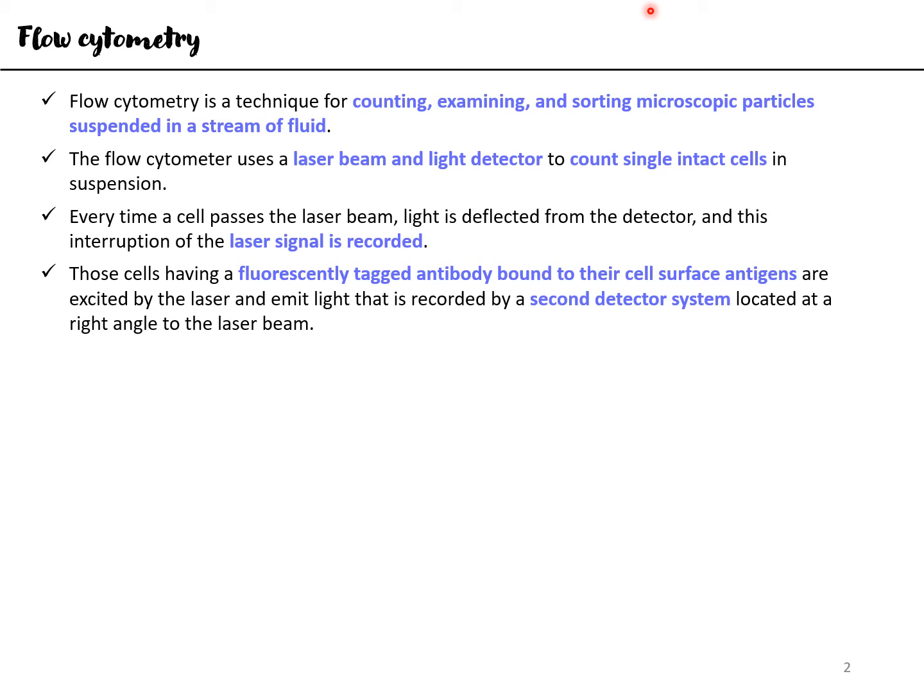So as the fluorophore molecule is excited, it will now come back to its ground state, and in doing so, it will emit light of a longer wavelength, and this emitted light will now be detected by the second detector system. And this second detector system is located at right angles to the laser beam.